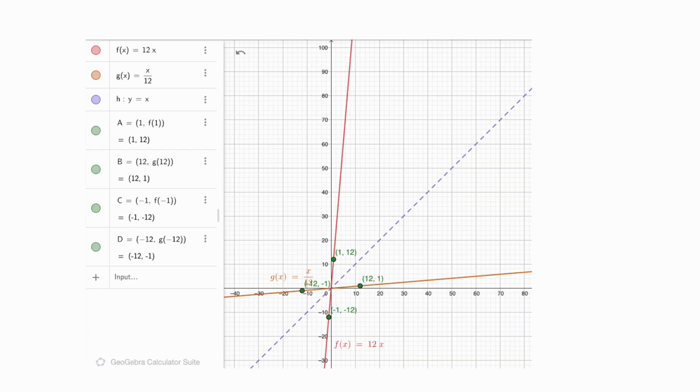And we can plot these two functions with the line y equals x. I plotted a few ordered pairs so you can see the ordered pairs switch. 1, 12 becomes 12, 1. And negative 1, negative 12 on the flip side is negative 12, negative 1. And that's what an inverse does. It flips those ordered pairs.